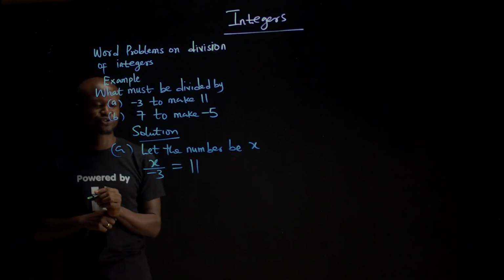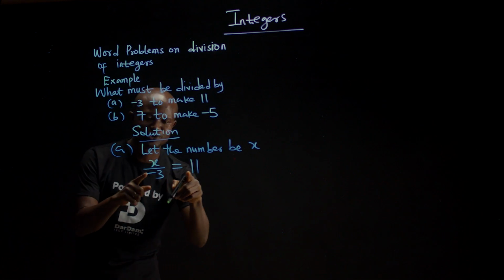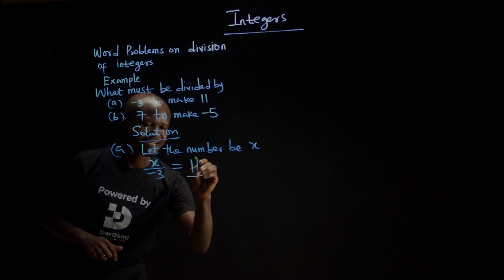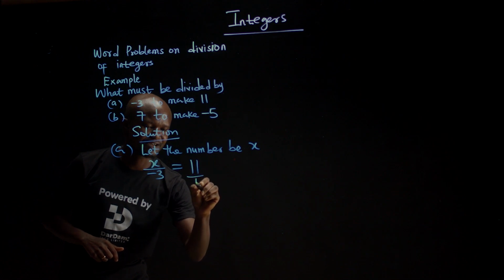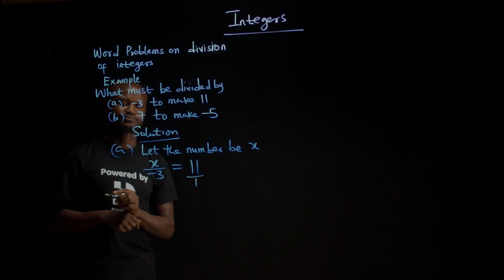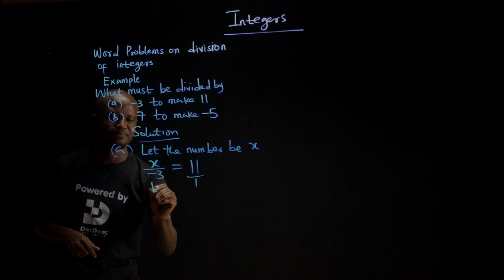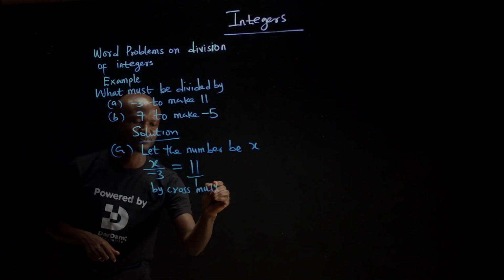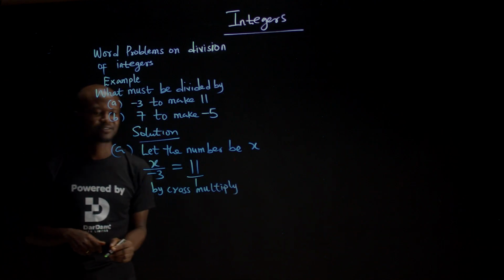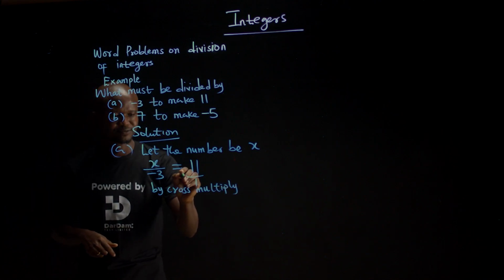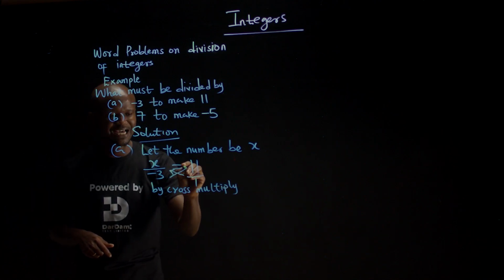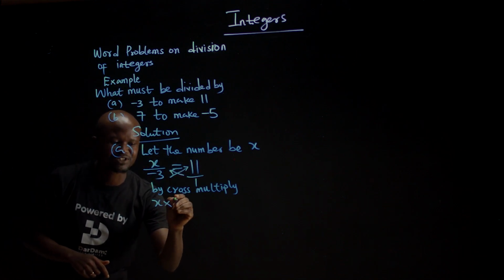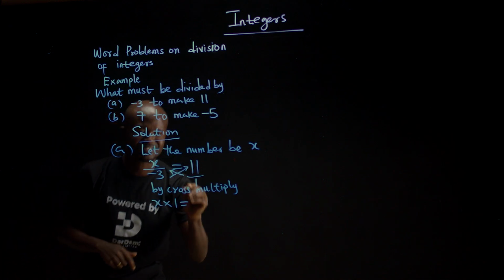Now, what's the next thing to do? The next thing for us to do is that, looking at the right hand side, this 11 is the same thing as 11 over 1. So in this case, by cross multiply, what do we have? We cross multiply. It means x times 1 will give us what?